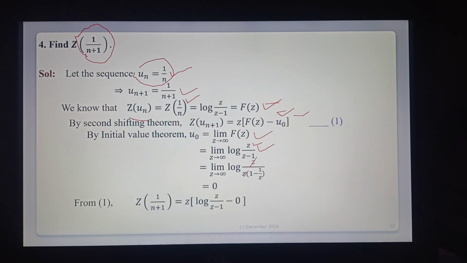From equation 1, the Z transform of un plus 1, that is 1 by n plus 1, is equal to z into (f of z minus u naught), with f of z equal to log of z by z minus 1 and u naught equal to 0. Therefore the required value of Z of 1 by n plus 1 is equal to z into log z by z minus 1. So this is using the second shifting theorem.